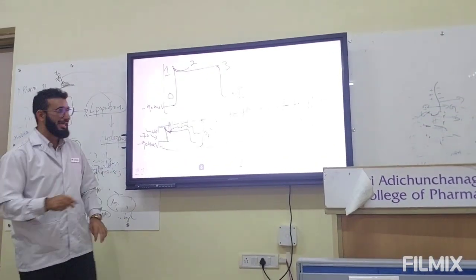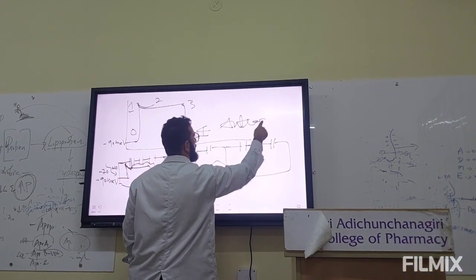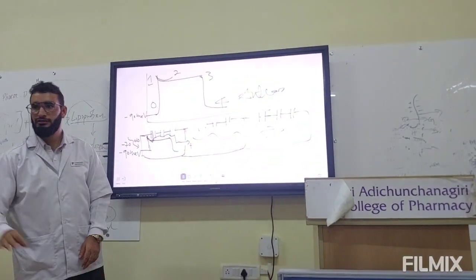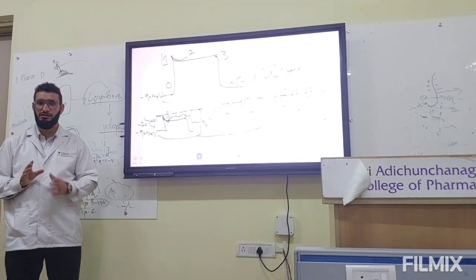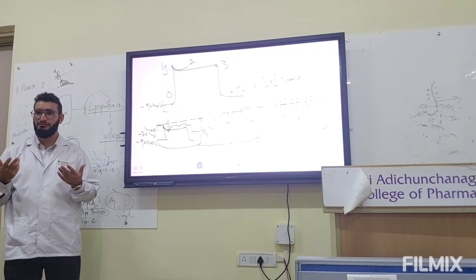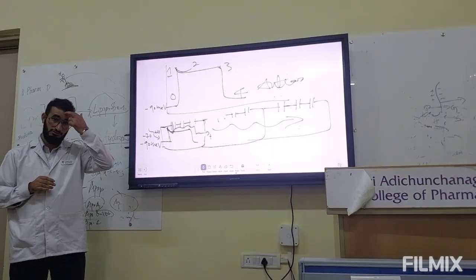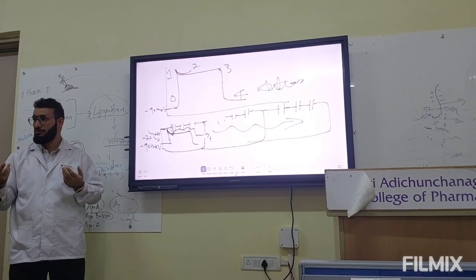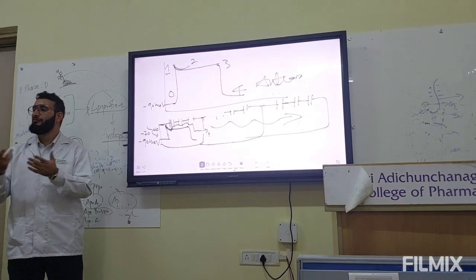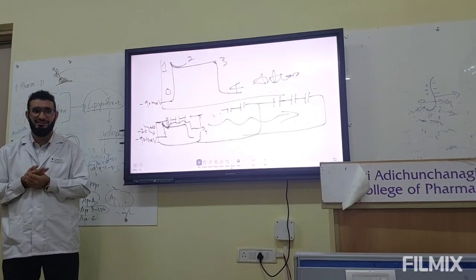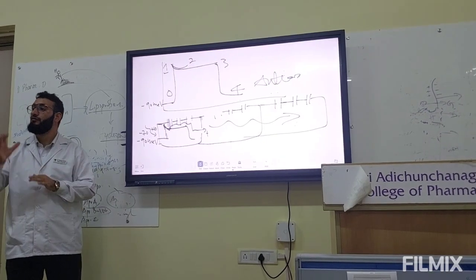Now the anti-arrhythmic drugs. How many classes of anti-arrhythmic drugs are there? Four classes. Which one is the first class? Tell me. How many types of anti-arrhythmic drugs are there? There are 4 categories.